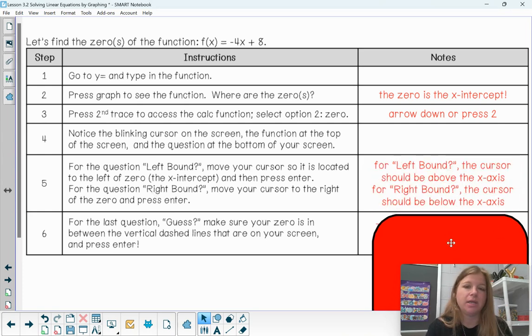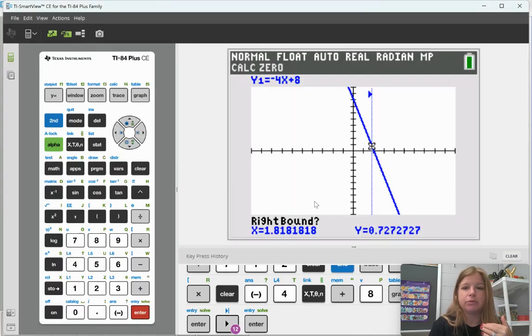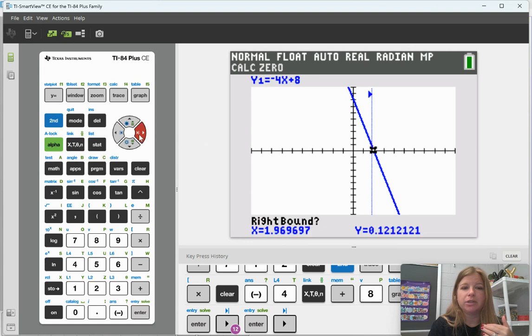Now, my little note here on the side is that for left bound, that cursor should kind of be above the x-axis in a way. It could be a little higher than what I have it, but we don't want it below. And then notice that when I select right bound and move my cursor to the right a little bit more, I want my blinking cursor to definitely be below the x-axis for this particular function.